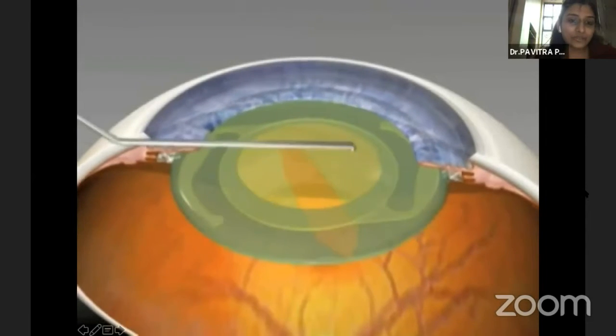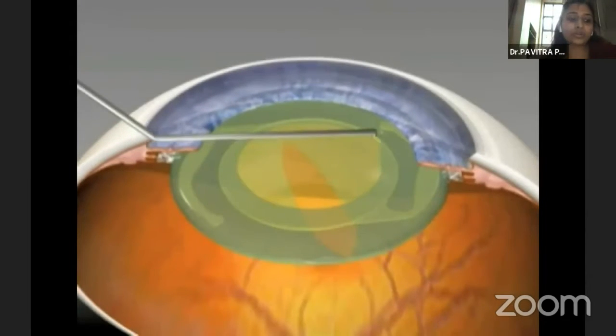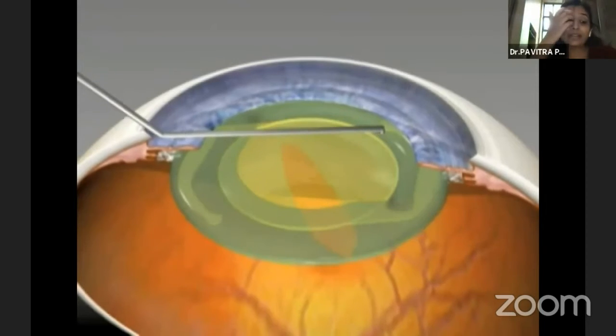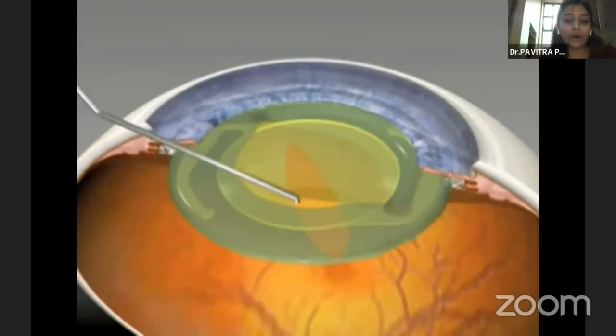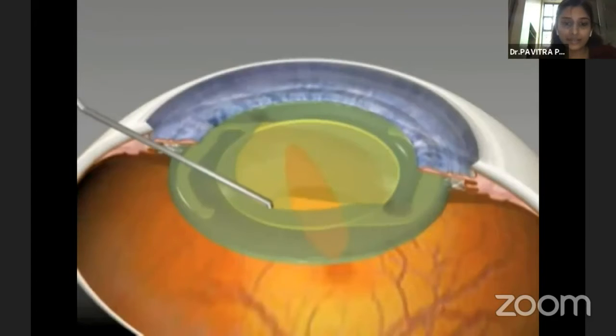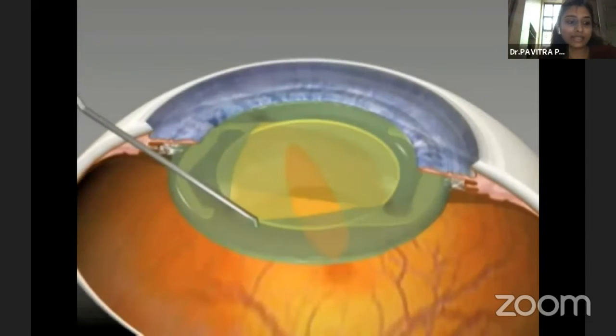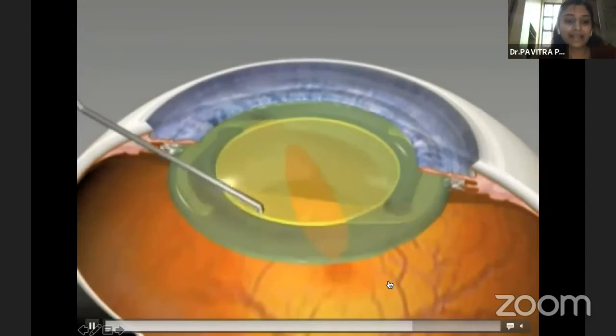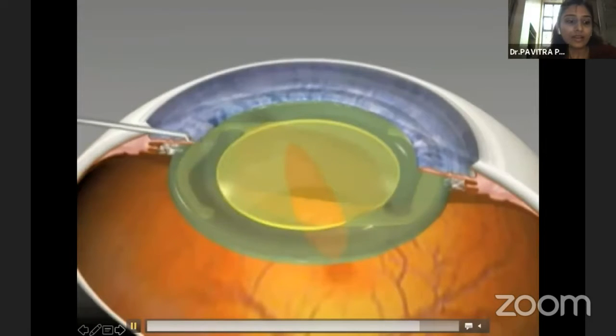This is an animation to explain how reverse optic capture was done. It is a procedure in which the haptics remain in the bag and the optic is brought into the ciliary sulcus, to rest on the rhexis margin.